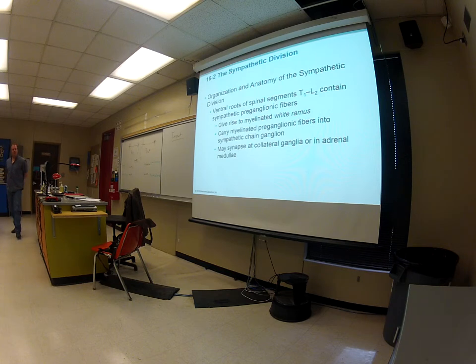Organization and anatomy of the sympathetic division. Well, we know that it is located in the thoracolumbar region. That means T1 to L2. It gives rise to myelinated white rami, or ramus in this case, which carry myelinated preganglionic fibers into the sympathetic chain ganglia. They may synapse at the collateral ganglia or in the adrenal medulla.